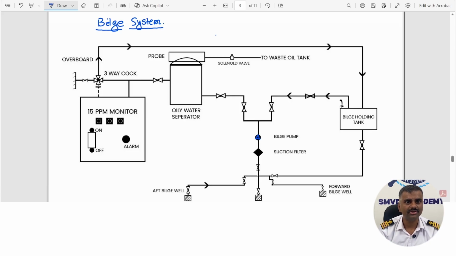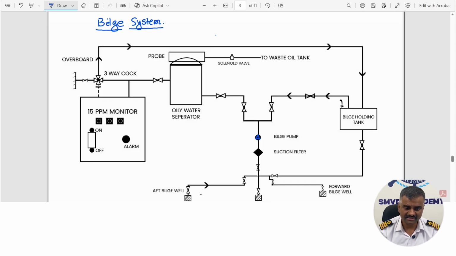From the bilges we either store it in the bilge holding tank, or as per MARPOL Annex 1, when the vessel is 12 nautical miles away from the nearest land and not in a special area, we will use the OWS to pump out the bilges. Otherwise, we will keep it stored in the bilge holding tank. The machinery used to pump these bilges is the bilge pump. You can have a separate bilge pump for the OWS also, but here we are going to understand with only one bilge pump.